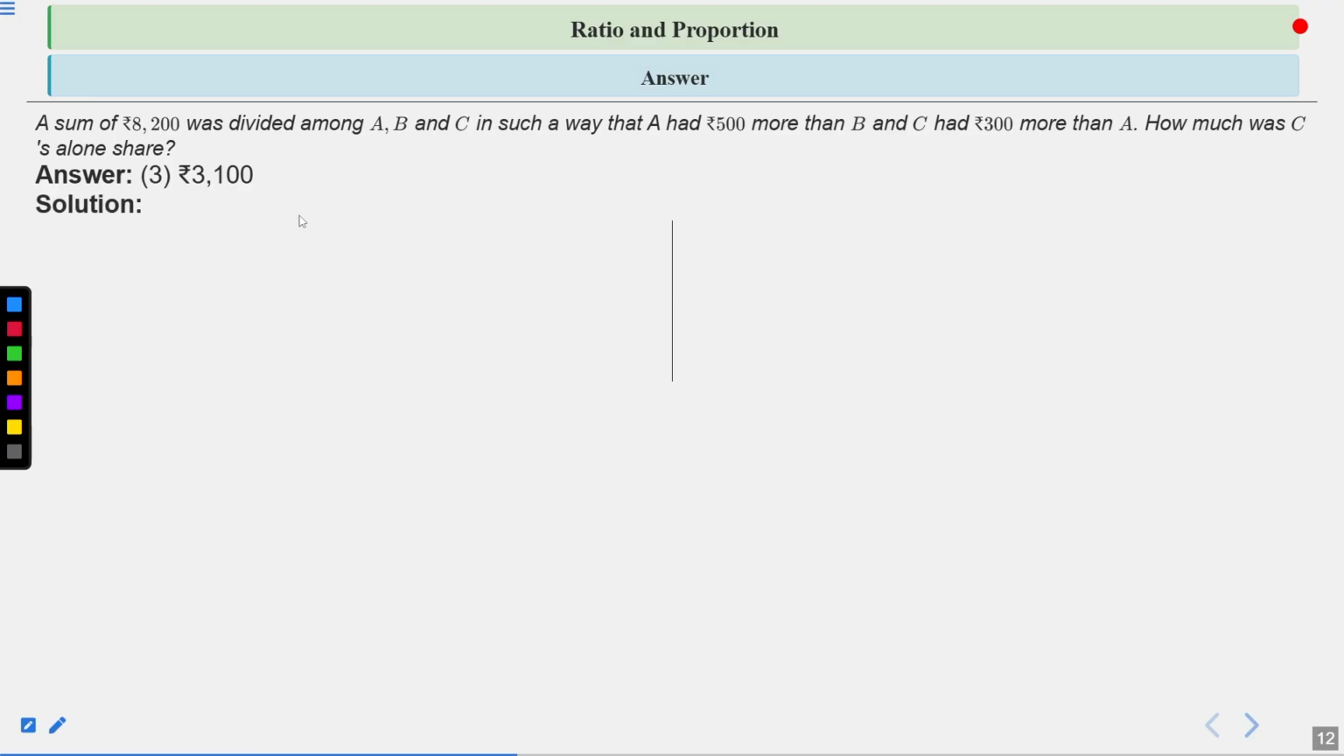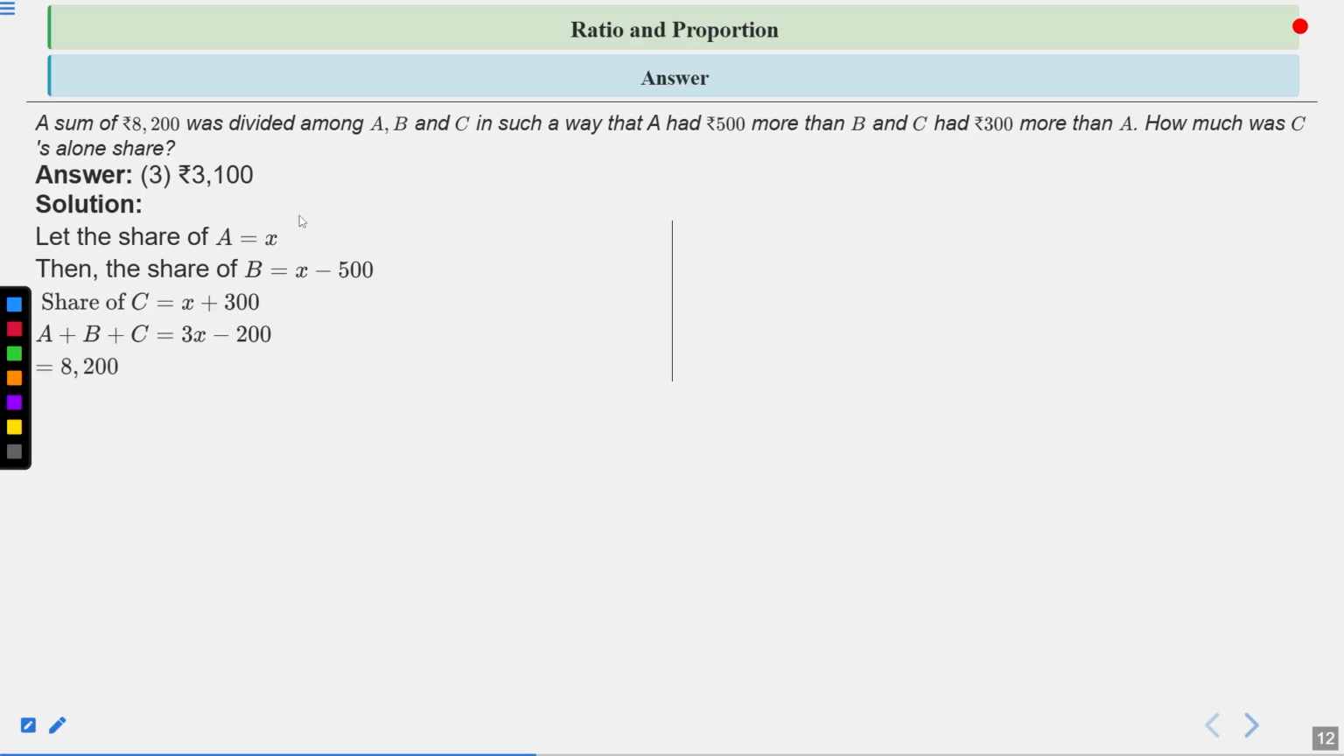Now see the detailed solution of this question. So let the share of A be x rupees. So we can say that the share of B is x minus 500 rupees. So the share of C becomes x plus 300 rupees according to the question. So when we add up all three, A plus B plus C, it should equal 8,200. So when we add up, we get 3x minus 200, which equals 8,200.